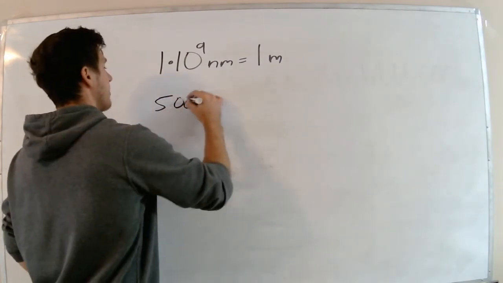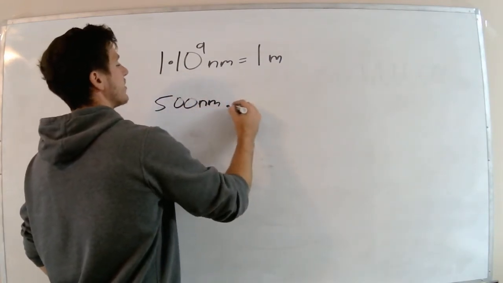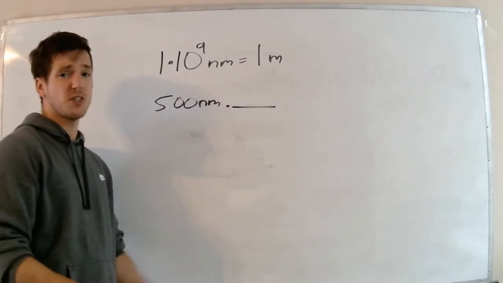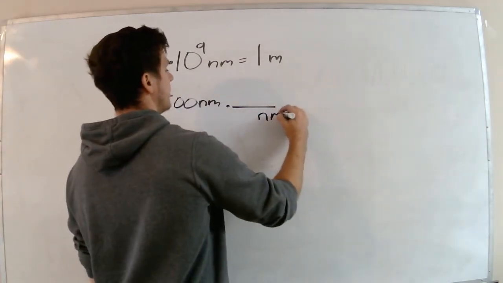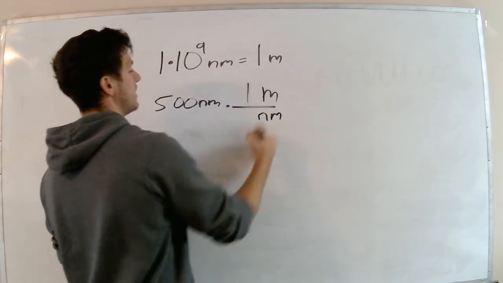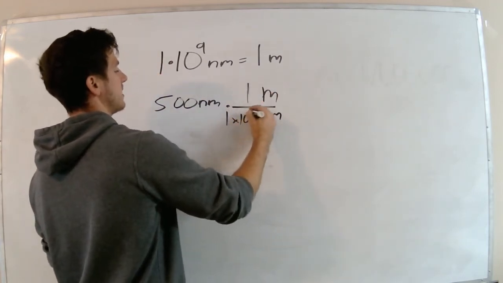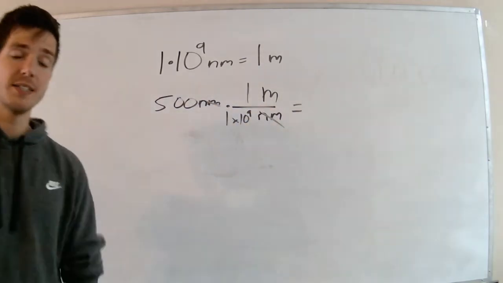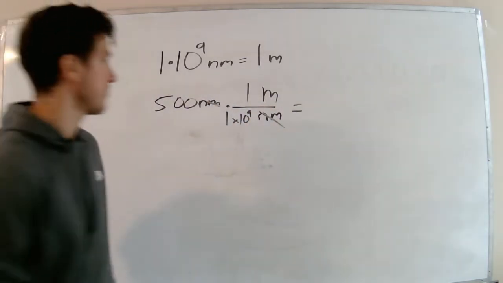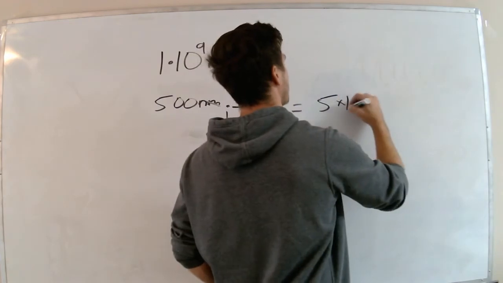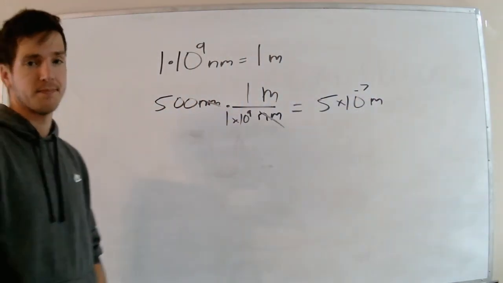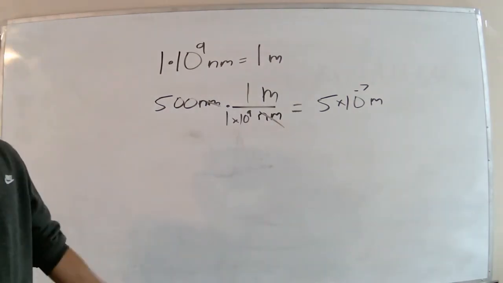Okay, so I'll explain. We have 500 nanometers, right? And we want to convert that to meters. So we just do a little dimensional analysis here, right? For every 1 meter, there's 1 times 10 to the 9th nanometers. We go ahead, we solve that in our calculator, and it should give us 5 times 10 to the negative 7 meters.